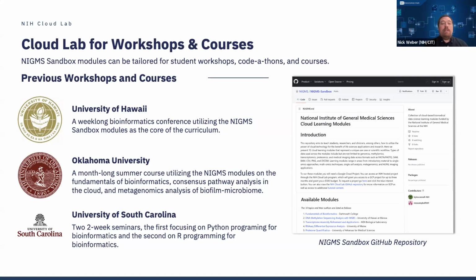We've also done this for supporting codeathons and even supporting courses. So there may be a data science graduate course or some other course where you want to have a practical hands-on component. Cloud Lab is a possibility for those situations as well. Next slide.